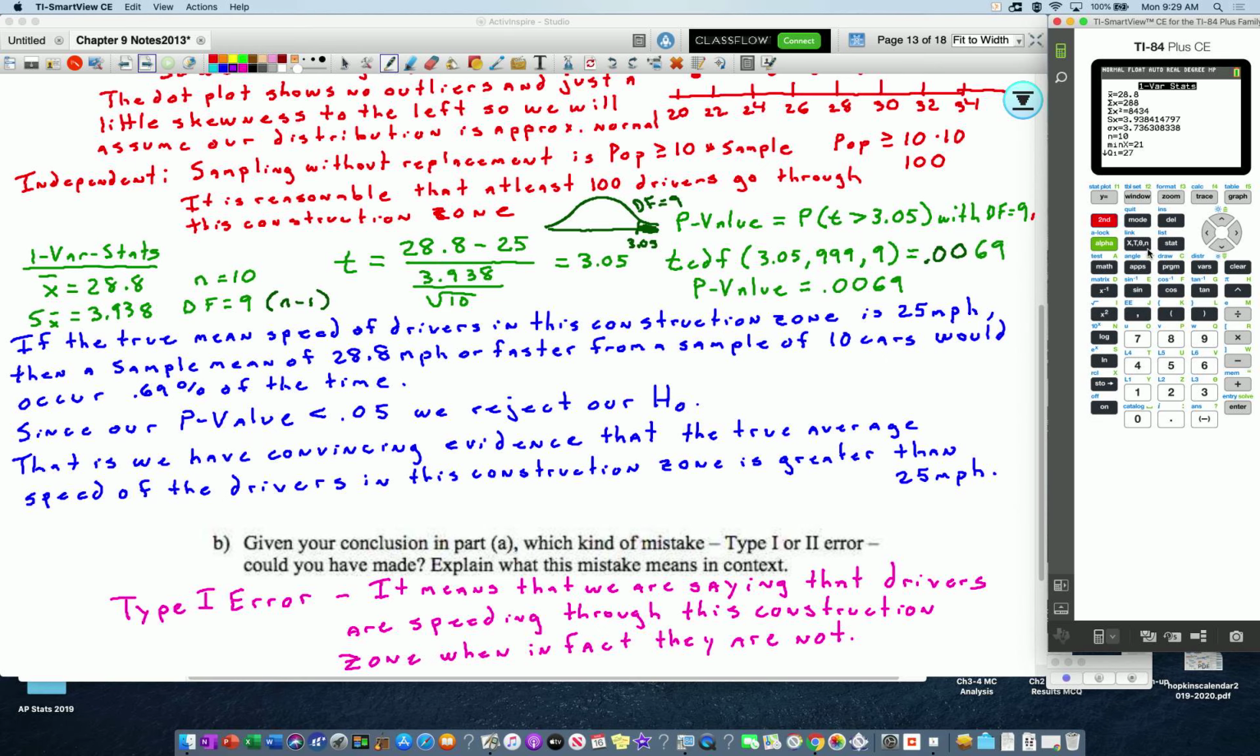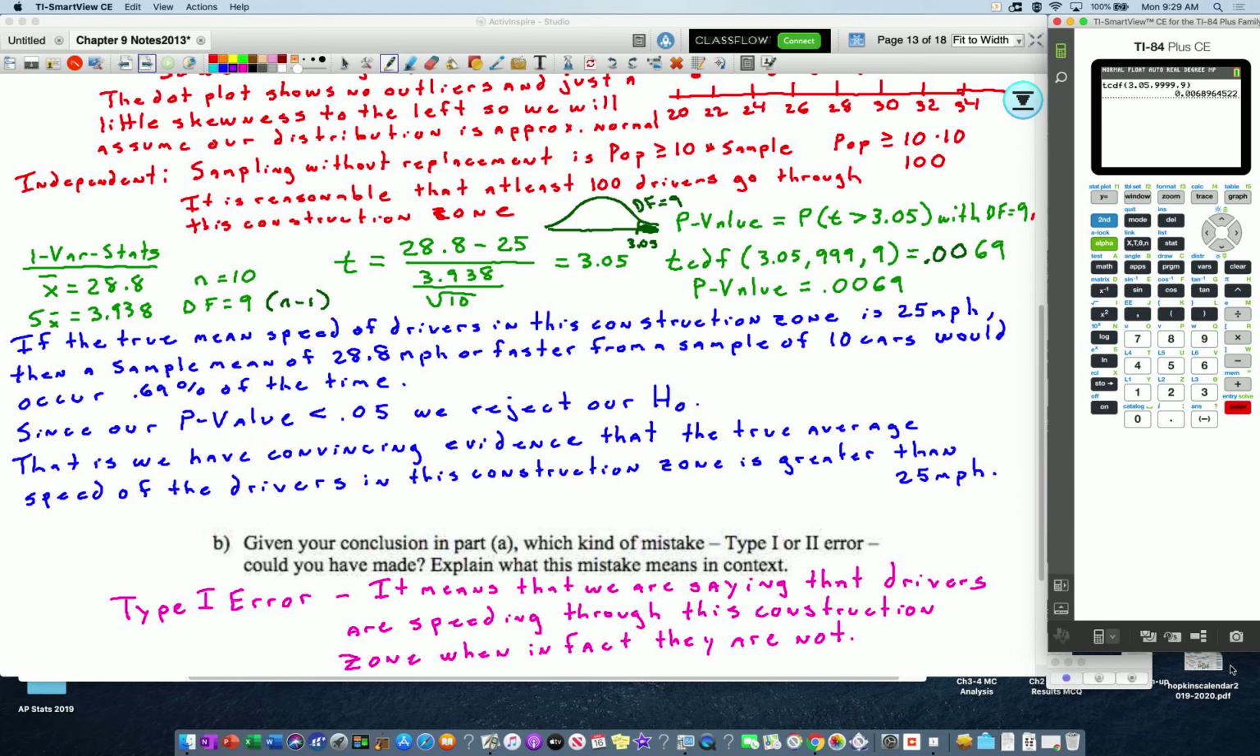So just to show you, second VARS, and if I do tcdf, so here I'm going 3.05 to 999 with the degrees of freedom of 9. Now, honestly, it doesn't matter how many 9s you have in for the upper bound. Okay, so paste that in there, enter, and look at that for my p-value, 0.0069.